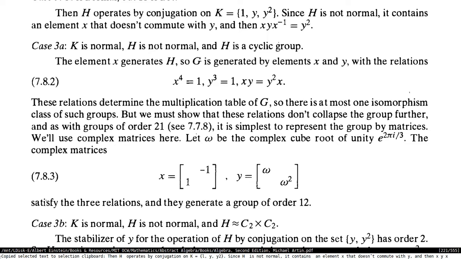Oh no, this is case 3A, because we assumed that H was cyclic. Here he says these relations determine the multiplication table, so these are all the relations. So there's at most one isomorphism class of such groups. It would be possible to write down a set of relations which ruled out all possibilities, but there's no group with those relations. So we've got to show that this is actually a group.